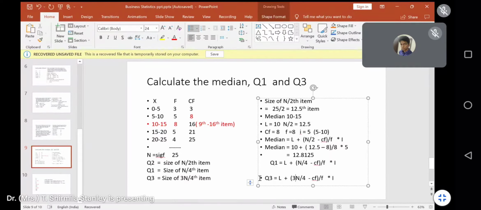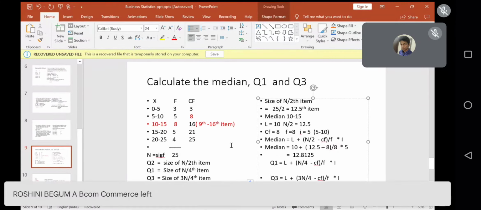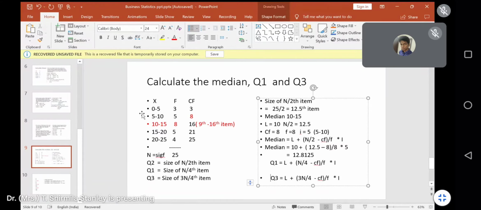Okay, so this will be the difference. So accordingly, your CF value and F value will change based on where you locate it. Once you locate your Q1, if it lies between 5 and 10, then 5 will be your F and CF will be 3. Like that, you have to make sure you take the right CF, right F, and the right class: Q1 class, Q3 class, and median class.